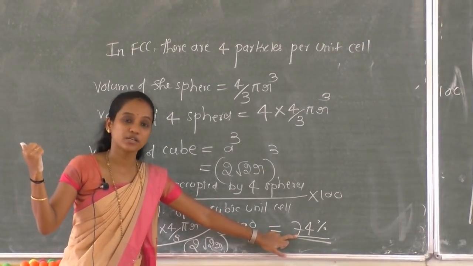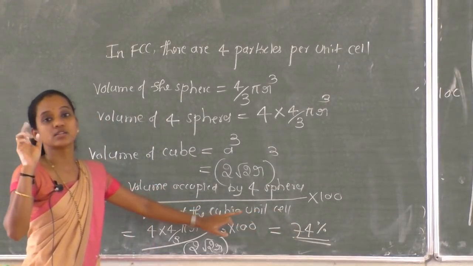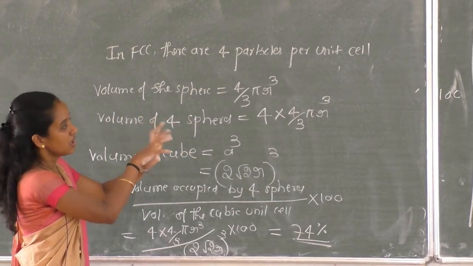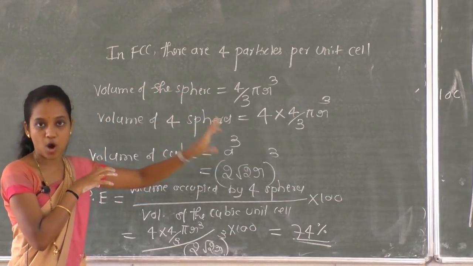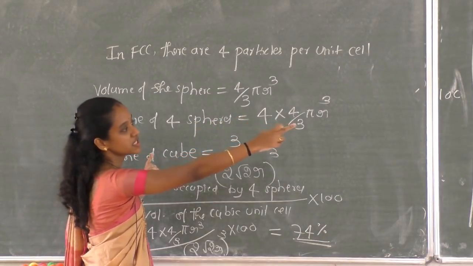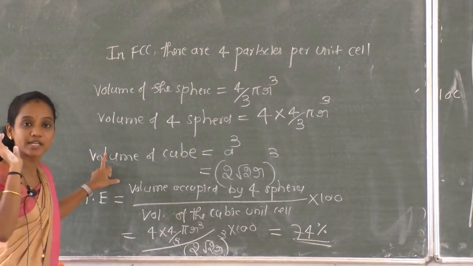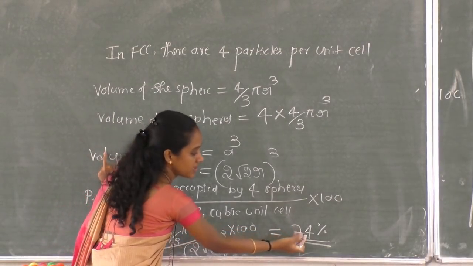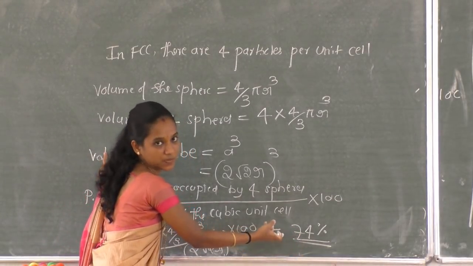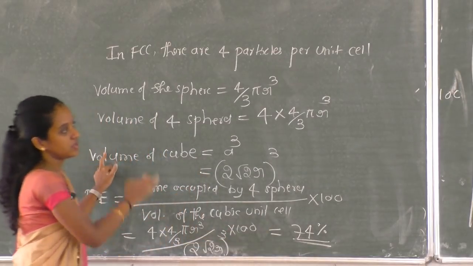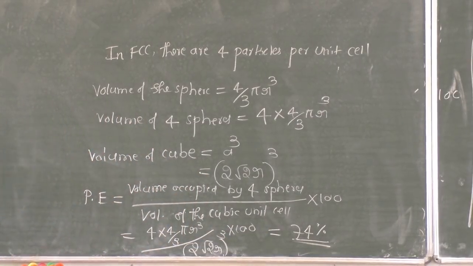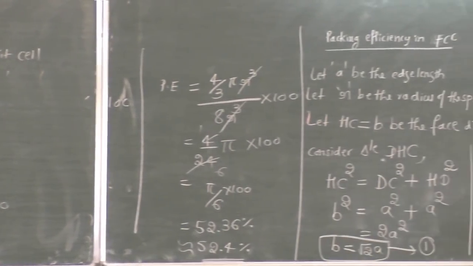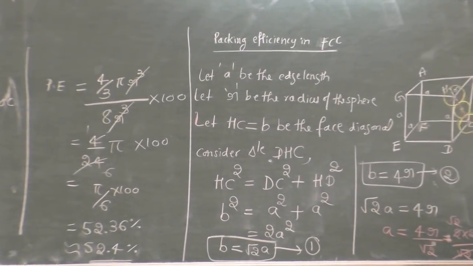Where in simple cubic unit cell, what is the percentage? 52.4%, because only in the 50% the particles are arranged, occupied, whereas in FCC there are 4 particles per unit cell, so the percentage is more. The remaining is empty space. Clear? This is also important derivation for 3 marks. Now one more is there, that is packing efficiency in BCC unit cell.